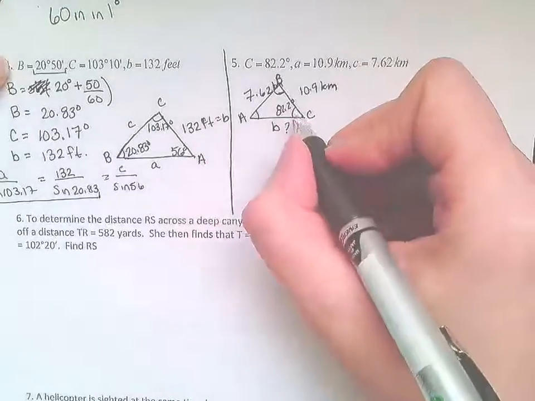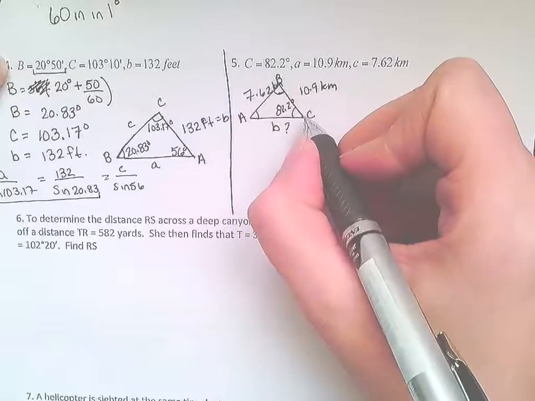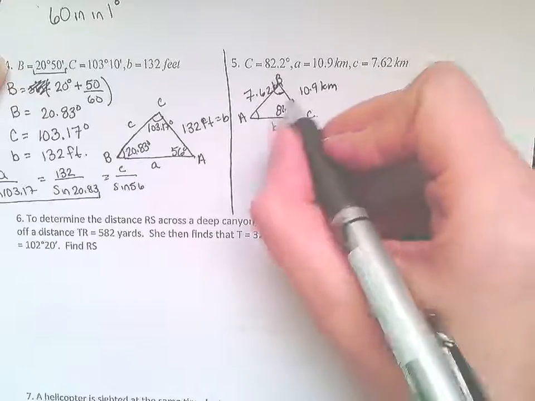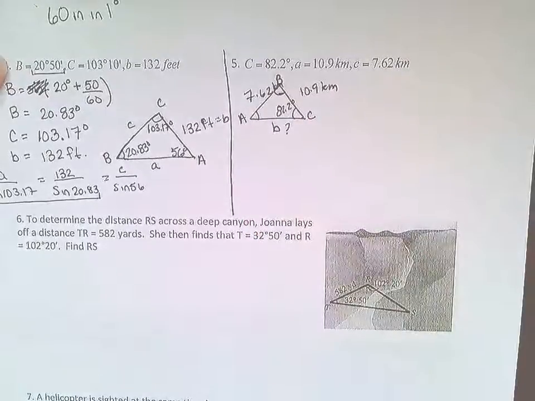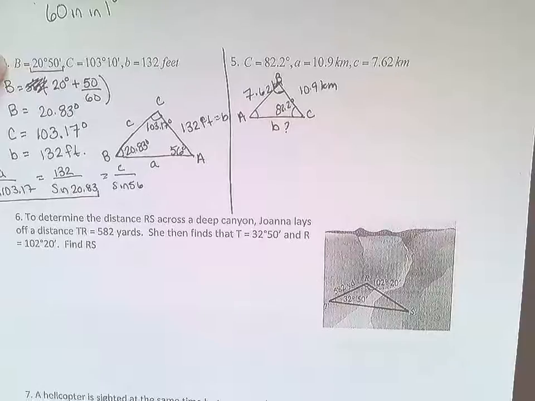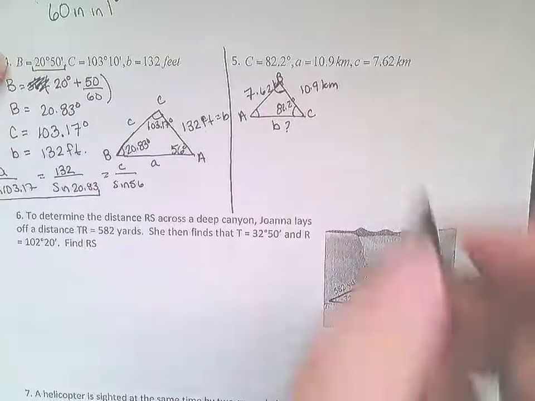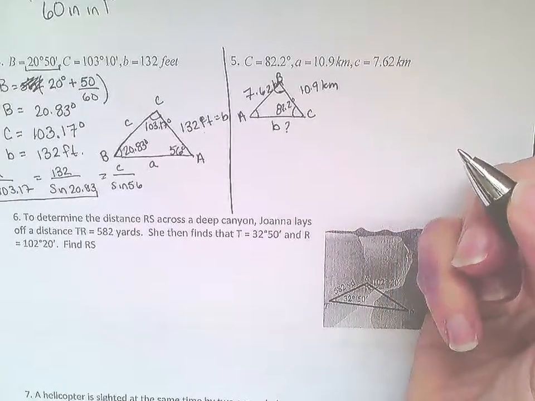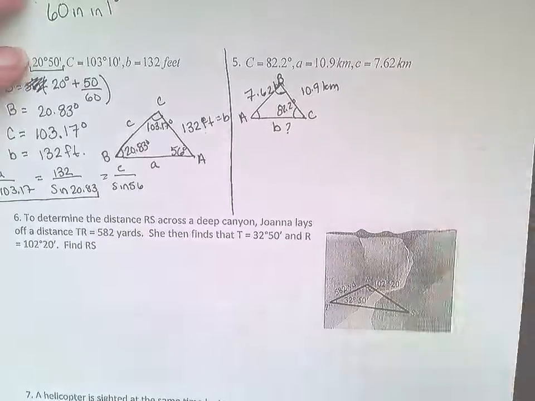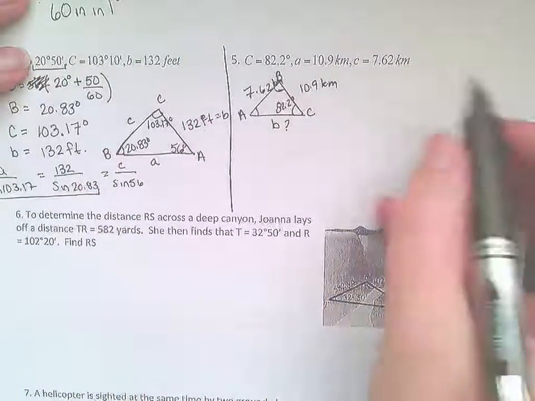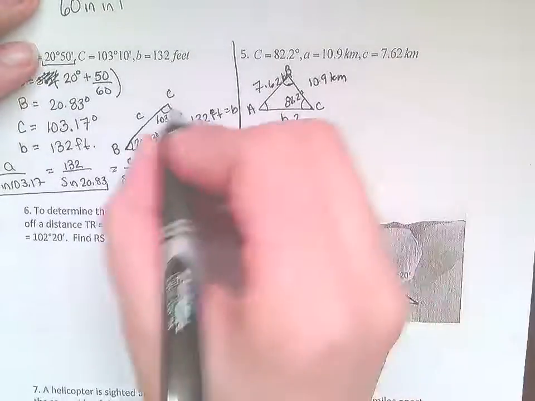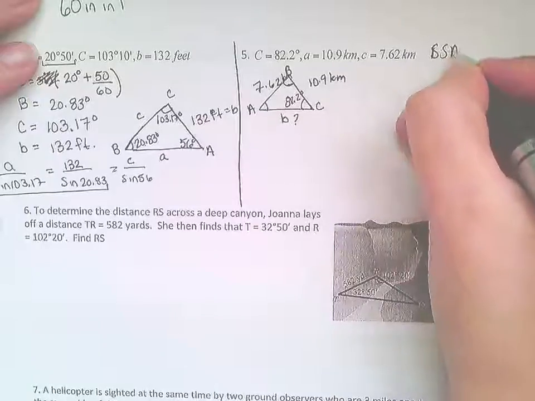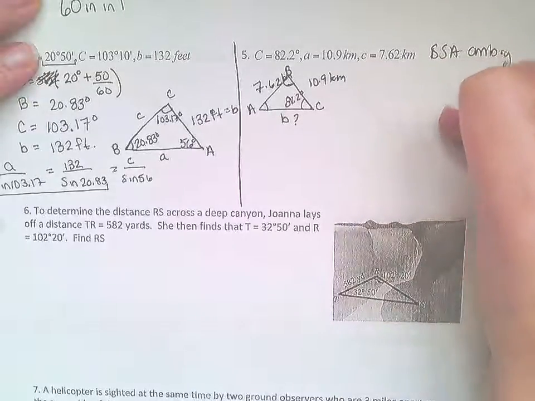Because I am given angle, side, side, this is the ambiguous case. And I'll show you why in just a second. So let's try solving this. We are going to use the law of cosines because this is an SSA, but we have to keep in mind that this is the ambiguous case.